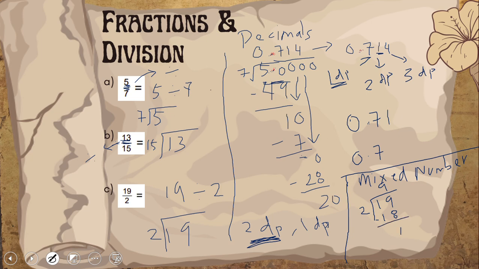We will get a remainder of 1. Remember, this 9 will become the whole number. The remainder will become the numerator. And the number 2 here will become the denominator. See, number 2, the denominator here will always be the same. So this is the mixed number.